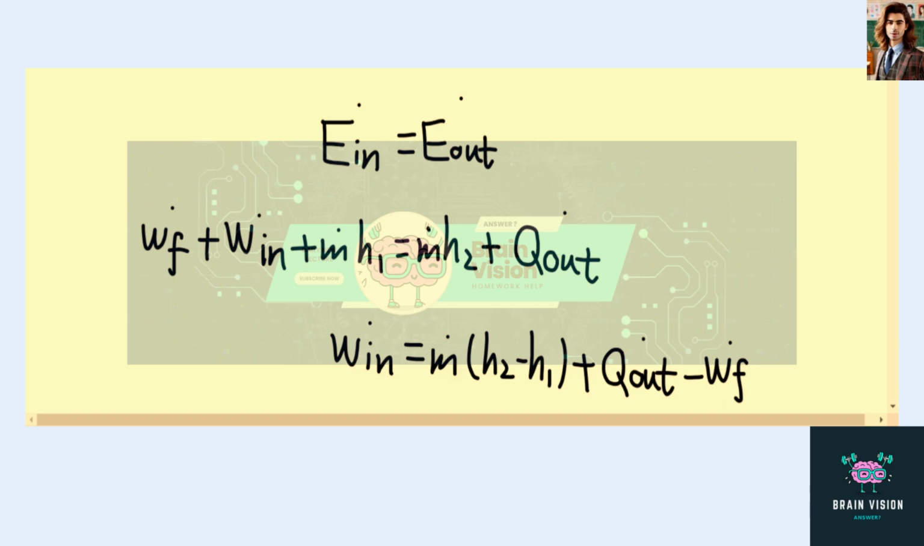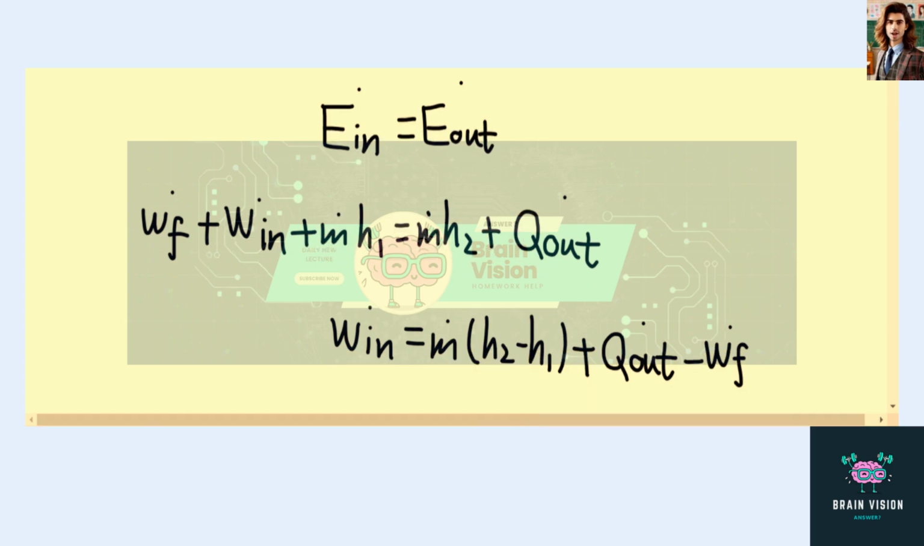And the M dot here is the mass flow rate of the air, okay? And H1 here is the initial enthalpy for the air, and the H2 here is the final enthalpy for the air. And we know Q dot out is the rate of heat loss from the air, okay? So if we do some arrangement here, we'll have W dot in is equal to M dot times H2 minus H1 plus Q dot out minus W dot F.